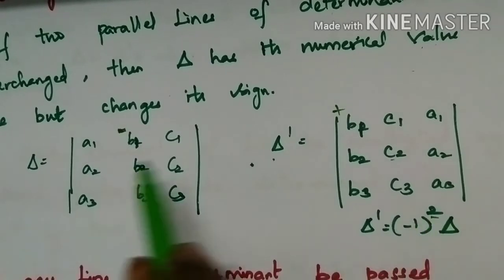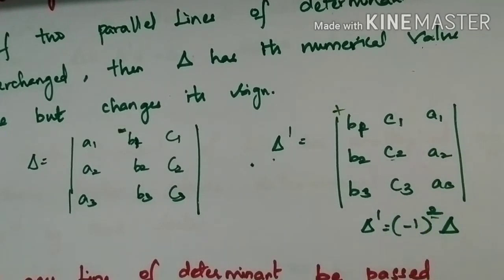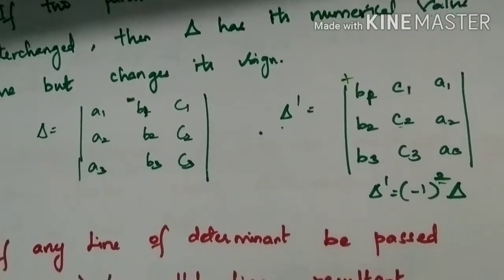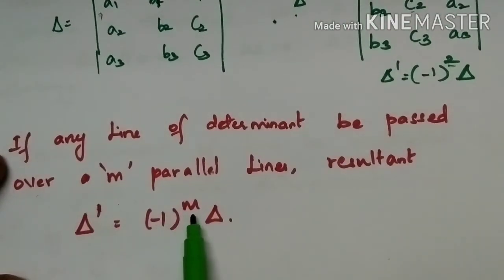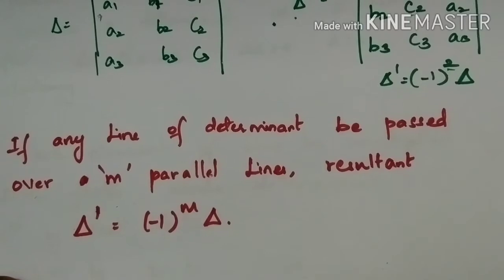Since it is crossing two columns, your sign must be multiplied by 2. If you are crossing m number of lines, m number of columns or m number of rows, your sign would be changed as minus 1 power m into del.